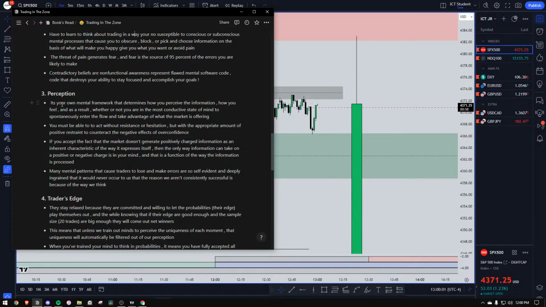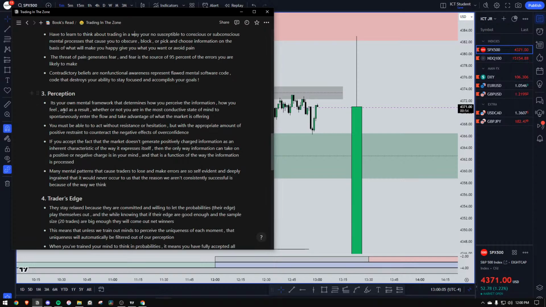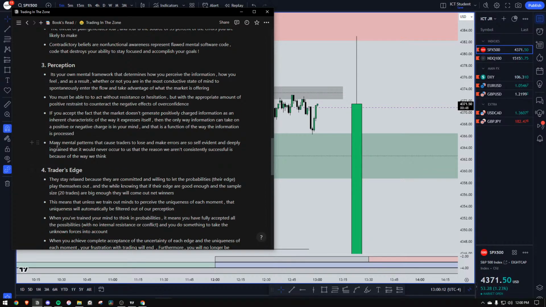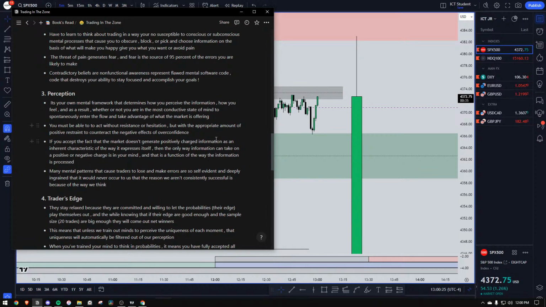It's never too late. So let's go here from, I am reading Trading in the Zone, my notes I took. We were right here, I think after this one. So many mental patterns that cause traders to lose and make errors are so self-evident and deeply ingrained that it would never occur to us that the reason we are consistently successful is because of the way we think. So I think the best one for here would be the first one, in my opinion.